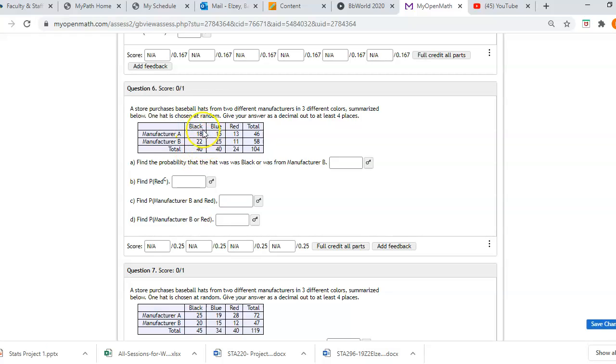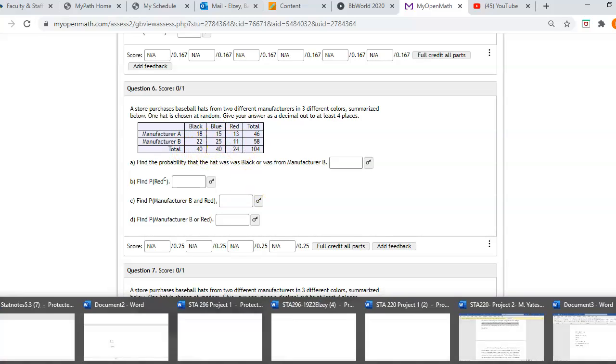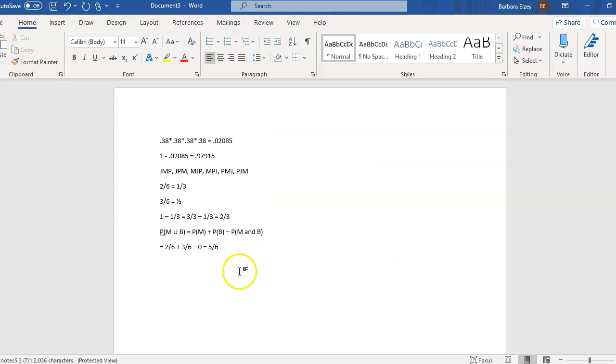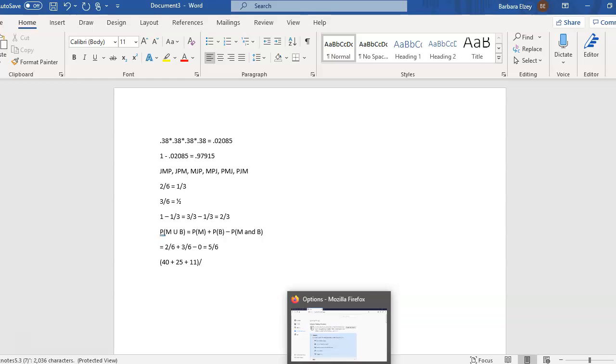Now, in this 40, though, we counted 22 of them in this entire row, so we've got to be careful. We've got 40 that are black, but we also have 25 and 11 that came from manufacturer B as well. So we have 40 plus 25 plus 11. And that's going to be the top of my fraction and my probability.